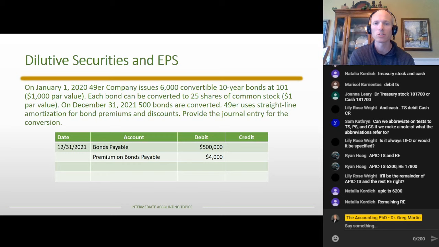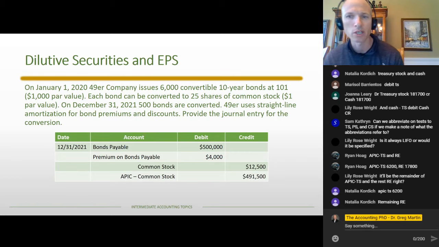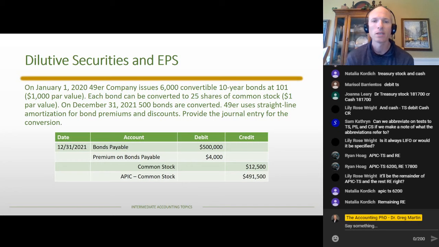And so now we've got the second half of this, and we've got to figure out, okay, what's going on then? So they convert the bonds into common stock. What's going to be the other half of this journal entry? Well, we have the common stock account, and because there's a par value, there's going to be an amount above par, which is why we have the APIC common stock account. So let's talk about where the $12,500 came from. We know that we have 500 bonds. Each bond can be converted to 25 shares of common stock, which means in total there will be 12,500 shares of common stock issued when these bonds are converted.